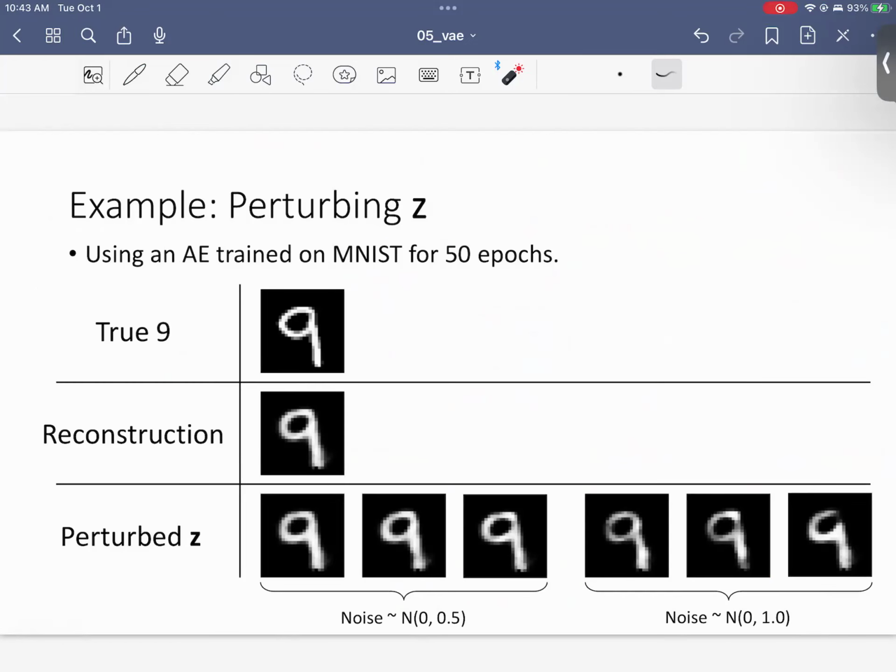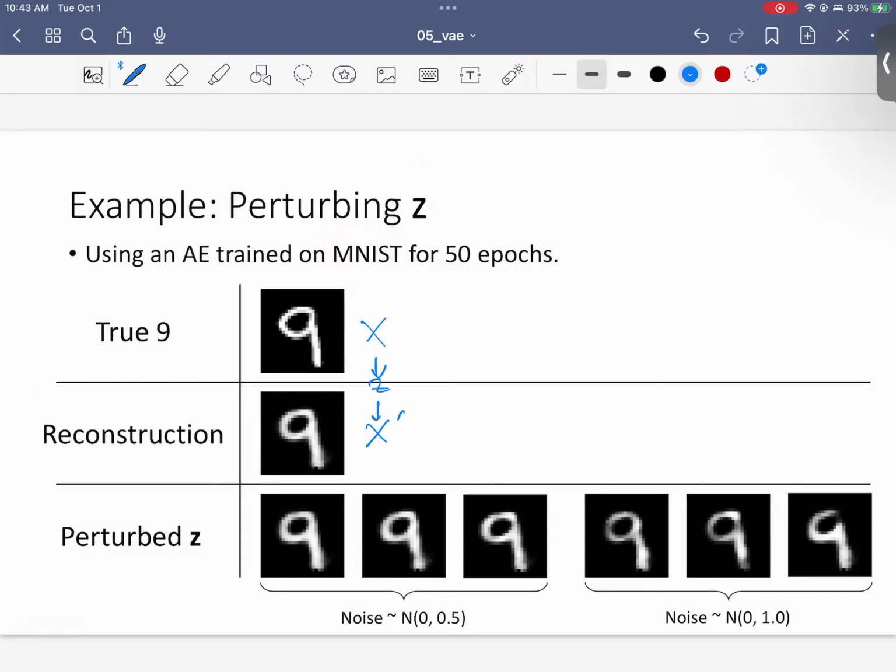And I've actually tried perturbing a trained autoencoder. I took a trained autoencoder, trained on MNIST images for 50 epochs, and I just manually did it. I picked an actual nine, which you can think of as an X. This is an X, and this is a reconstruction of the X. So there's got to be some Z for this X, right? Taking this Z, I've actually tried perturbing it to see what kind of new nines I get.